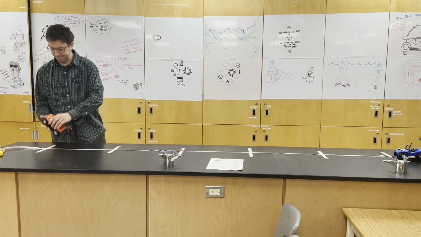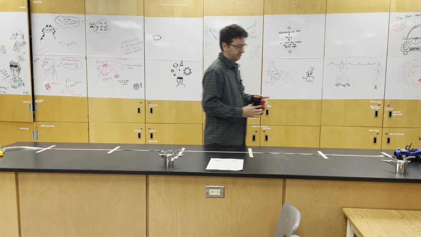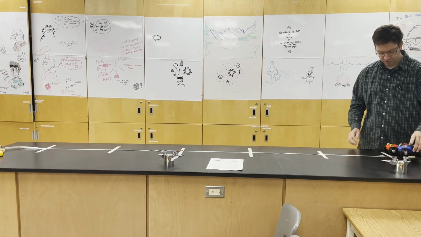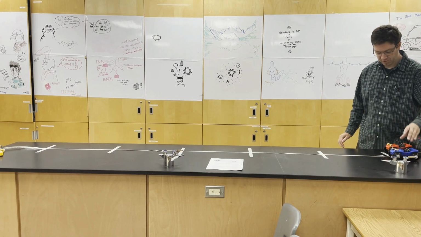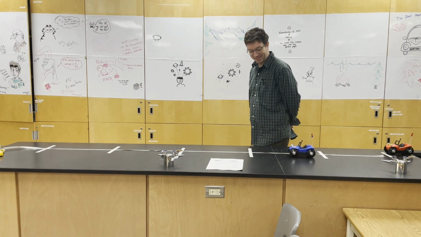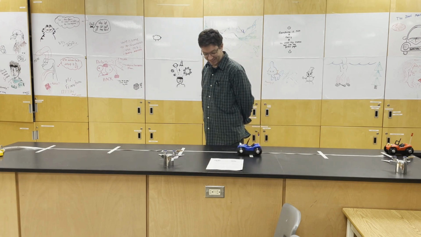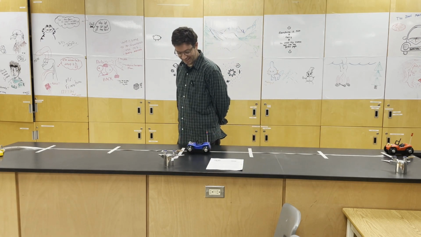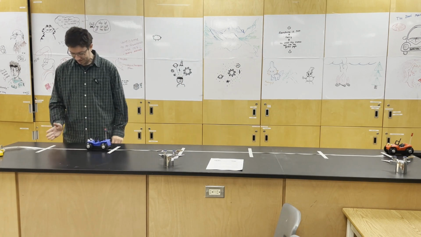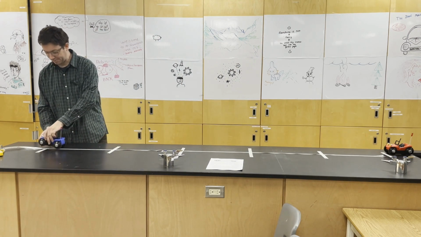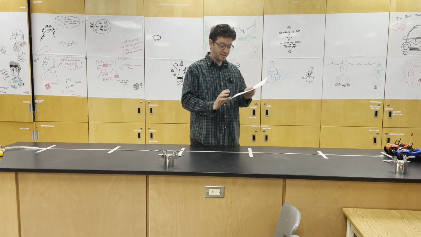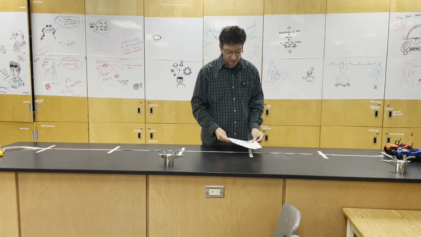And stop. And we'll do the blue one. 3, 2, 1. As you can see, the blue one is the slower car, but it'll make it there. And stop.